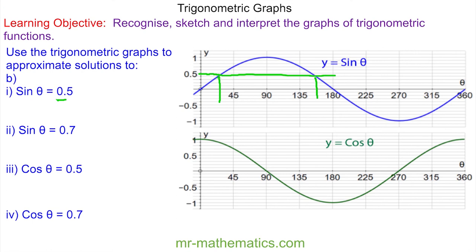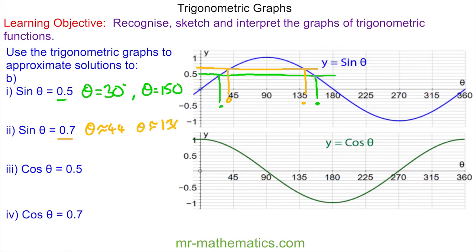The first solution is when theta is equal to 30 degrees, which is this solution. And the other solution is when theta is equal to 150 degrees, which is here. And for part two, we draw a line at 0.7, which is here. We draw two lines down. So theta is approximately equal to 44 degrees, which is here. And the other solution, where theta is approximately 136 degrees.